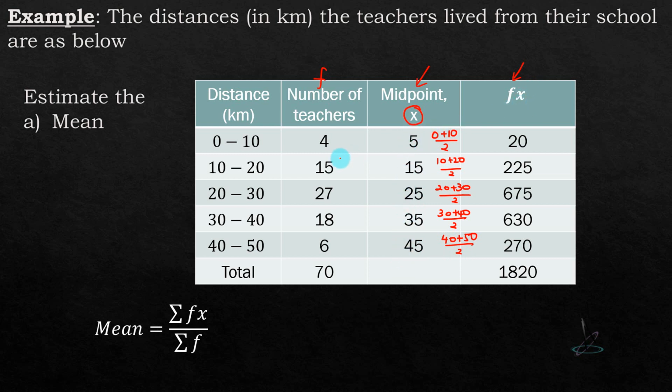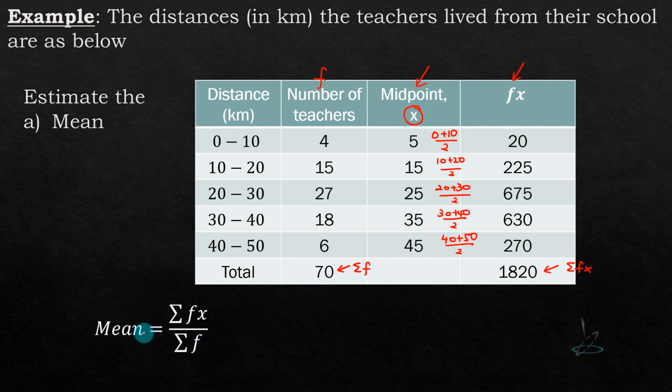To obtain your fx, you simply multiply along the row. So 4 times 5, 15, 15, 27, 25, 18, 35, 6, and 45. And after that, don't forget you have to take the sum. So at the end over here, this is the summation for fx. And then this one over here is actually the summation of the total frequency. So 4 plus 15 plus 27 plus 18 plus 6 is actually equal to 70.